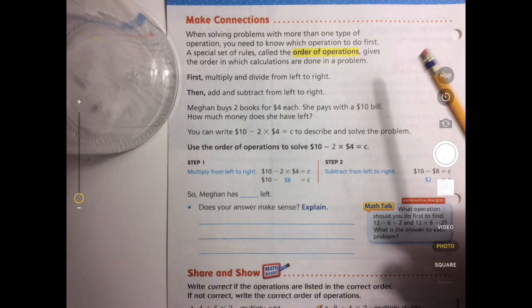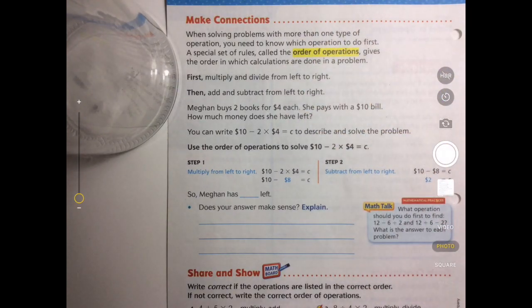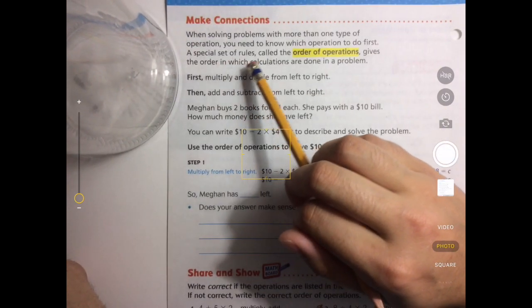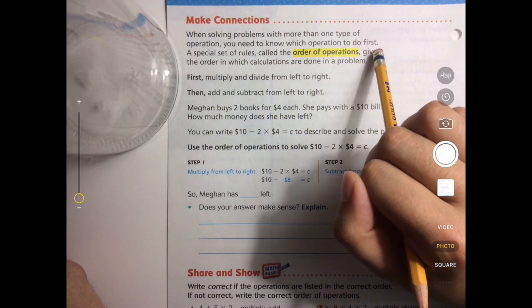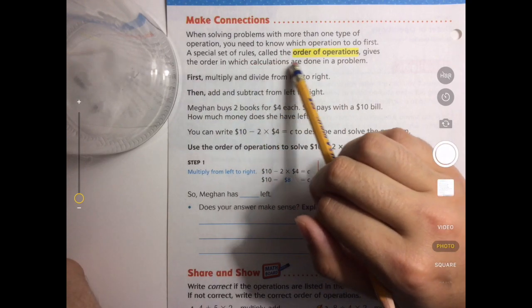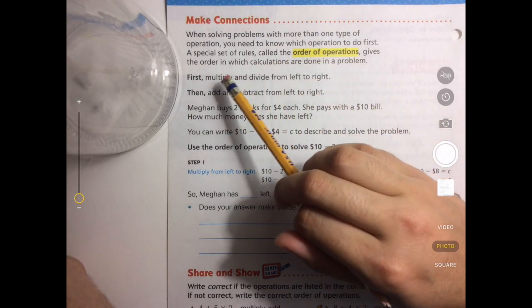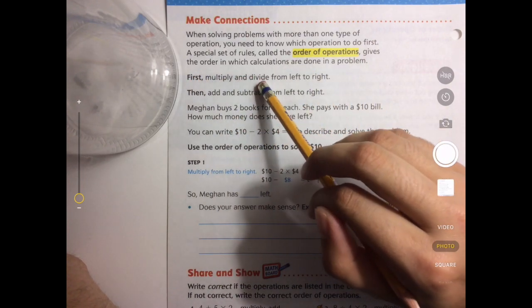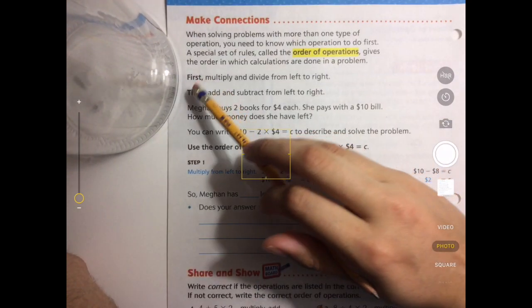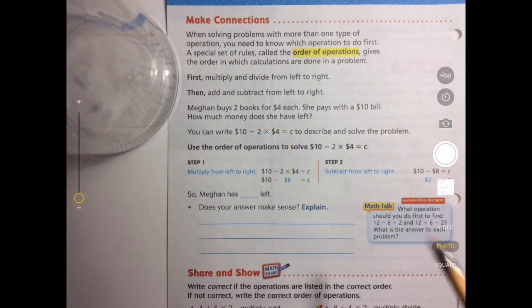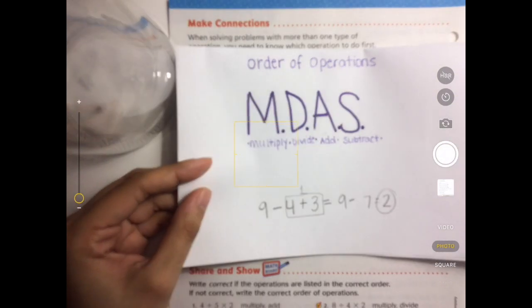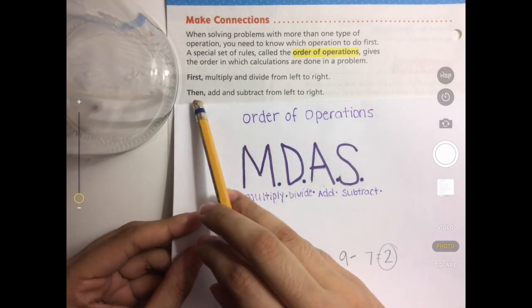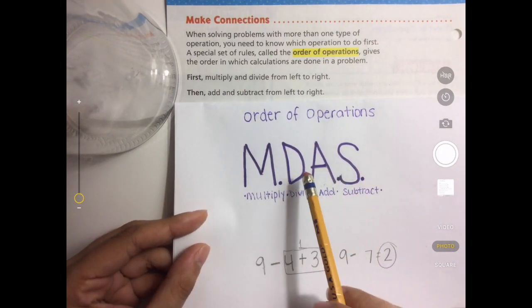So the little trick that I just mentioned is explained over here in the back. When solving problems with more than one type of operation, you need to know which operation to do first. A special set of rules called the order of operations gives the order in which calculations are done in a problem. First, multiply and divide from left to right. Then, add and subtract from left to right. That's exactly what I have here on this paper. Multiply and divide from left to right. Then, add and subtract from left to right.